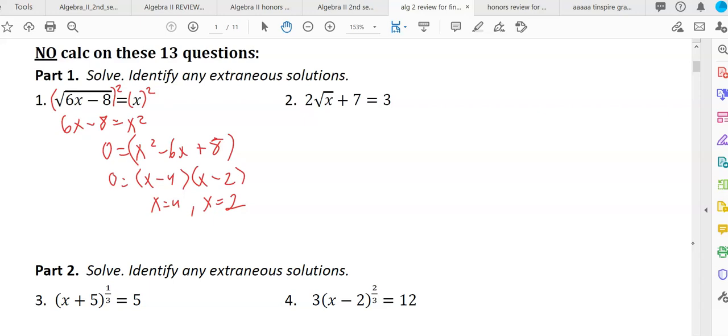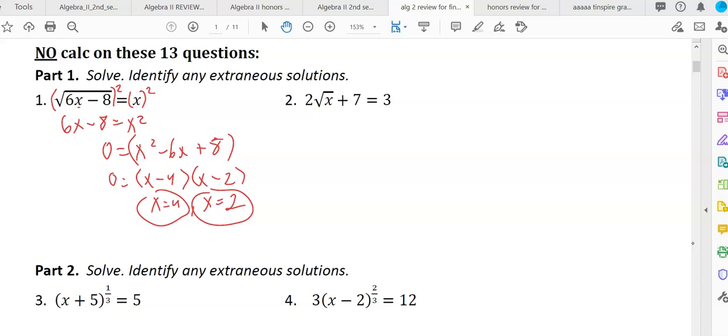If I plug in 4 for x, 6 times 4 is 24 minus 8 is 16. Square root of 16 is 4, which works. So that one's a solution. 2, that would be 12 minus 8 is 4. Square root of 4 is 2. 2 equals 2. That's a solution. So check for extraneous roots by plugging in, basically.